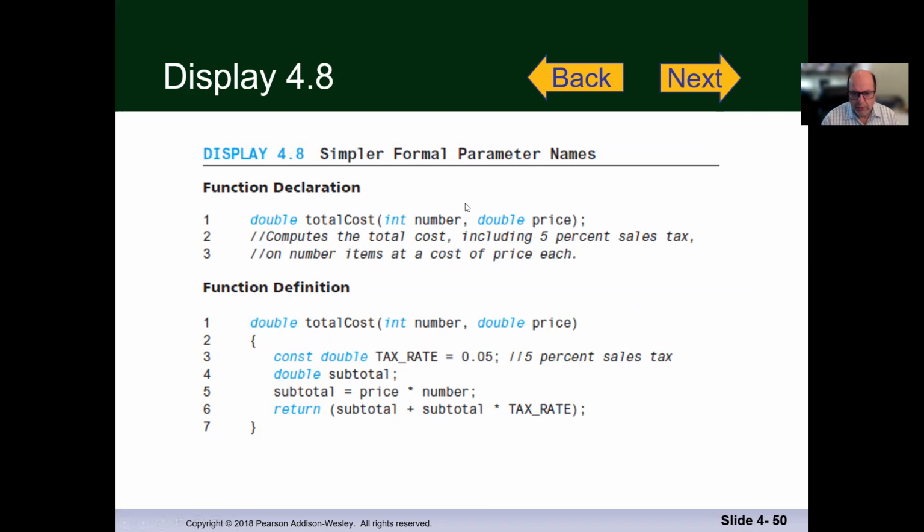This number could potentially be called number of items to be more descriptive, or number, that's fine, but we are explaining what the number is and what the price is. The price is for each item: number of items, price for each item.